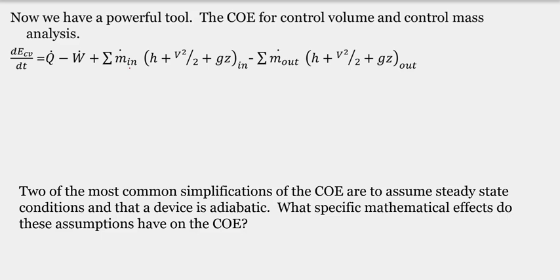Now, two of the most common simplifications we will use in this class, and most people will use in most applications, are to assume steady state conditions and to assume that a system or device might be adiabatic. So what I want you to do is pause for a moment and think about what are the mathematical implications of those two assumptions. They aren't linked. They're just two different assumptions.